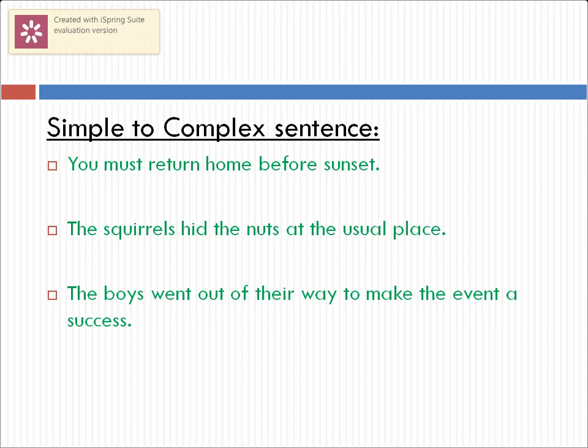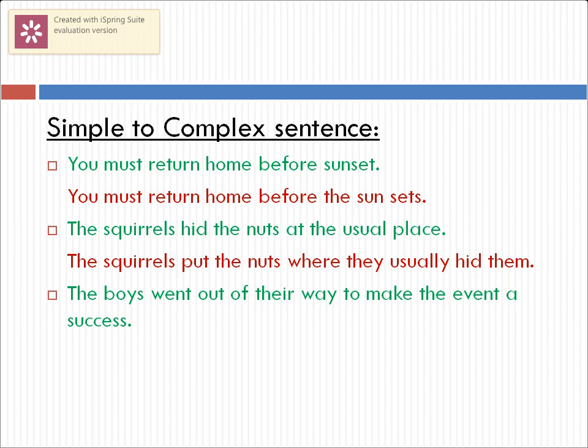Now, we can also change simple sentences into complex. You must return home before sunset. You must return home before the sun sets. Now here we have a subordinating conjunction, before, and you must return home is the independent clause. Before the sun sets is the dependent clause.